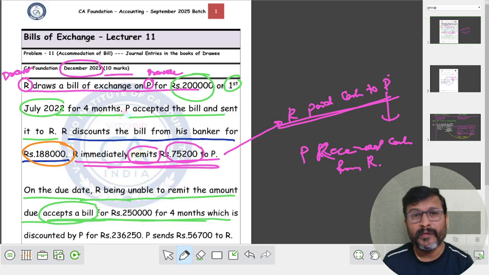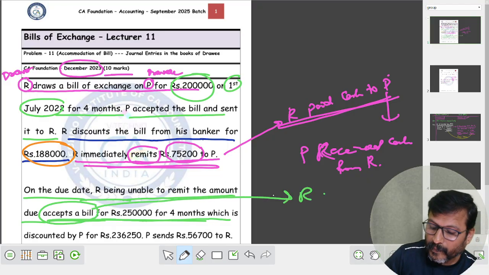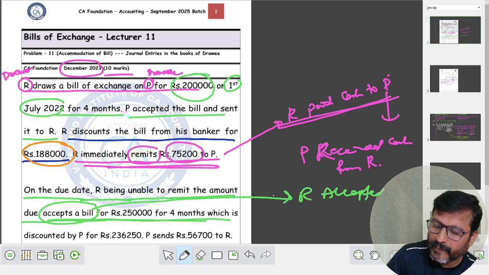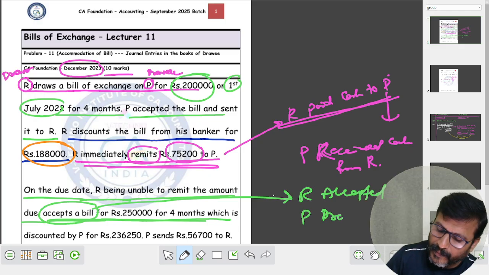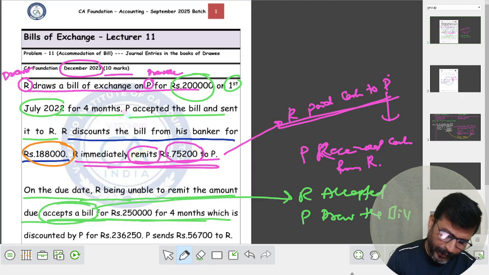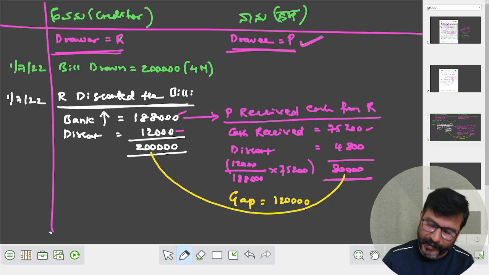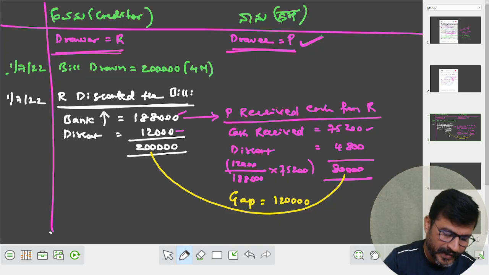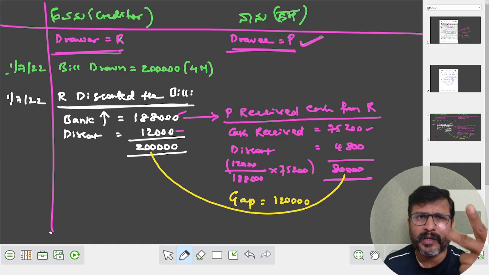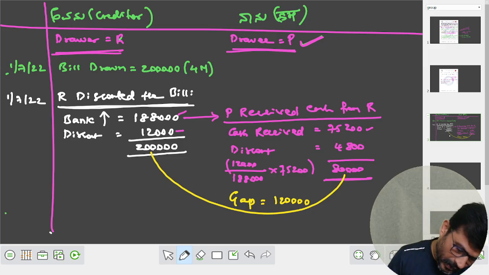R. When R accepted a bill, it means P draws the bill. Please remember, P draws the bill for 2.5 lakh. What is the due date, my dear students? Here, 1st July is the date of drawing. July, August, September, October, November. 1st becomes 4th November. Now I have to write 4th November 22.